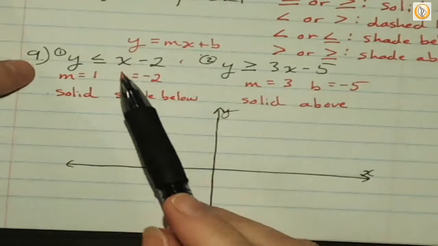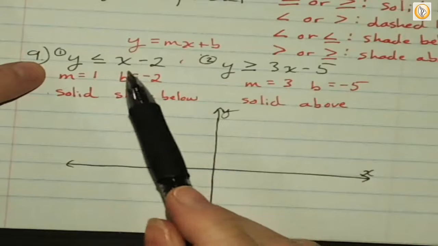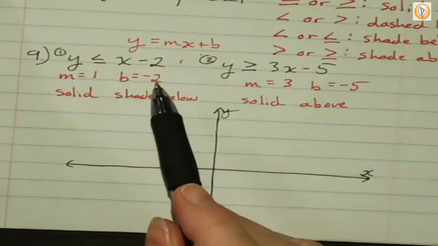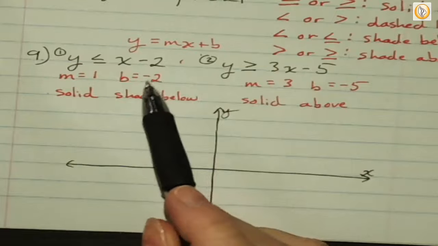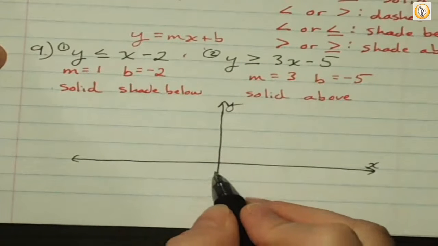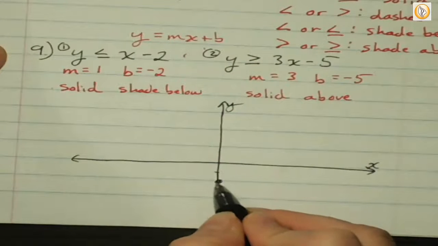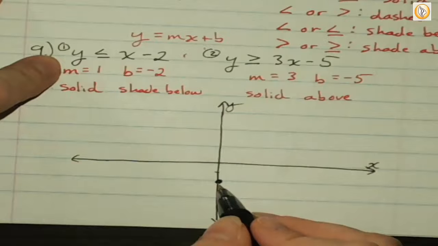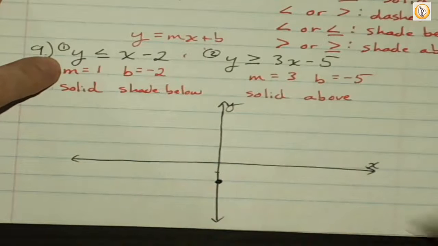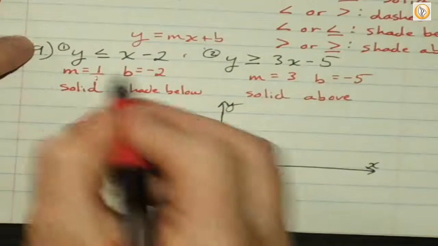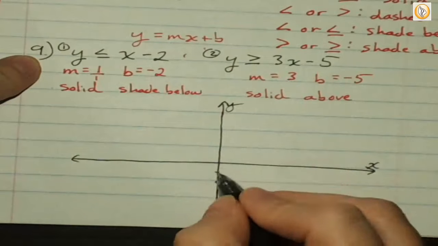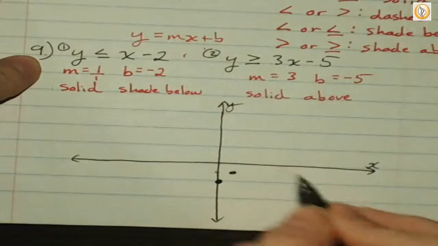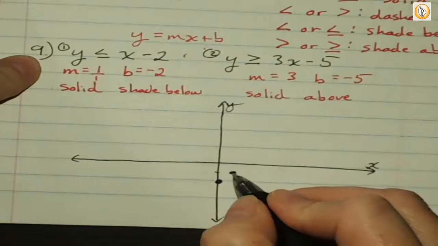Now, I'm going to graph this first one here. The first point we put on there is our y-intercept, which is -2. So I go down on the y and put a dot at -2. Then I do my slope, and that is 1 over 1. So I go up 1 and over 1. And again, you want to do multiple ones just to be safe.